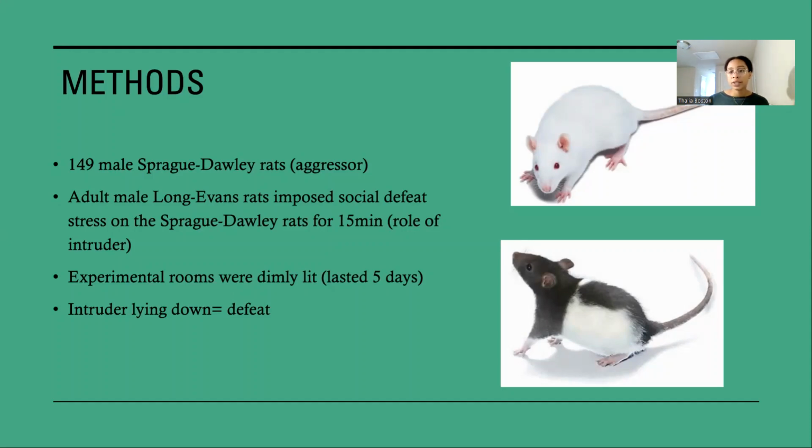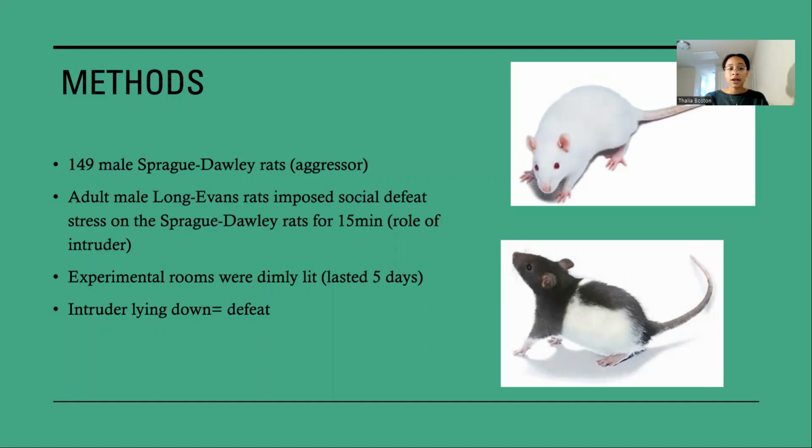So what they want to do is put the Sprague-Dawley rat and the Long-Evans rat in one enclosed cage. They don't put any dividers between them because the purpose is for them to interact with each other. They let them interact for about 15 minutes. They leave them alone, and they don't give them any type of reward or food.